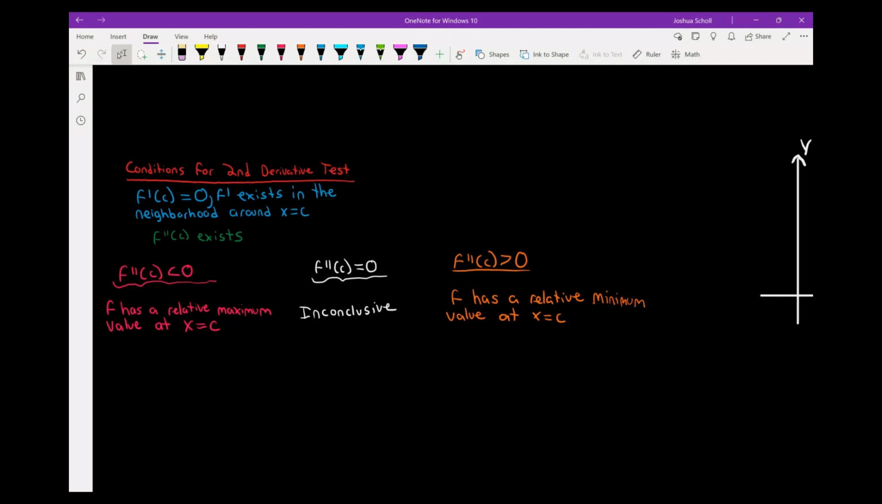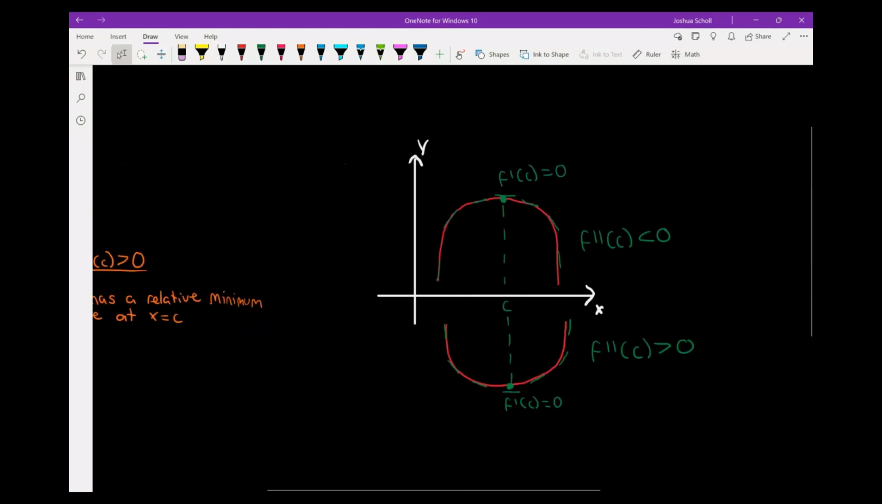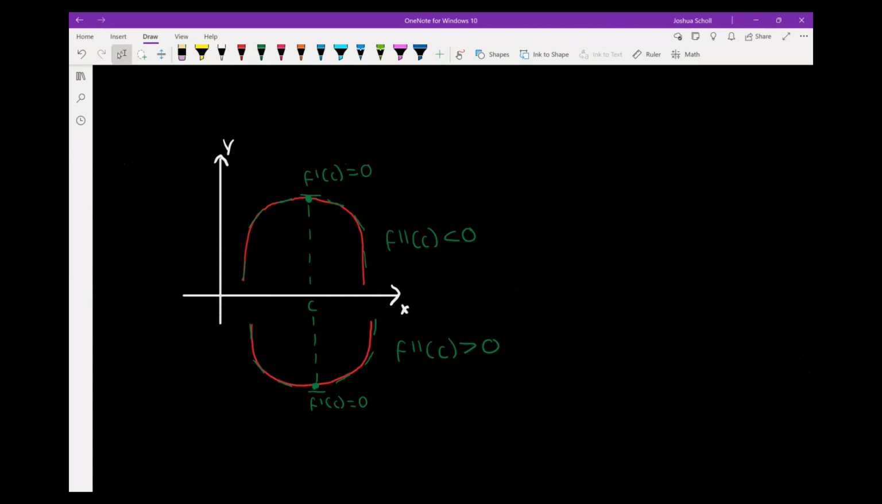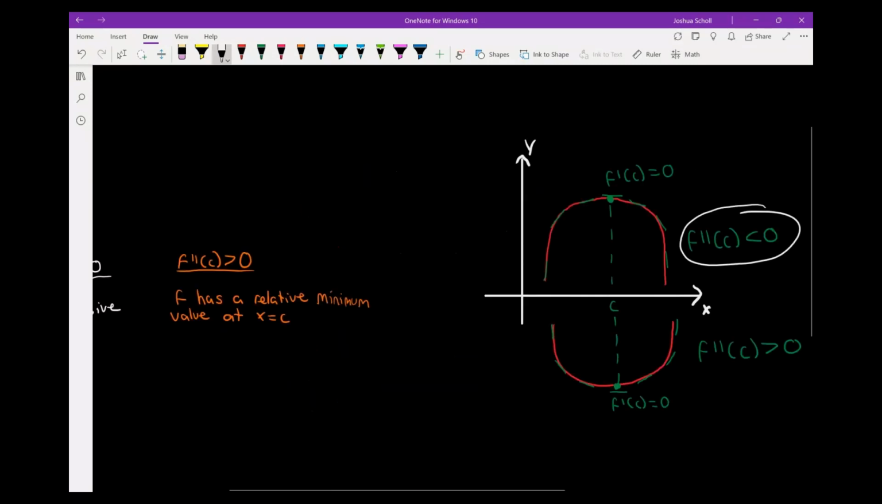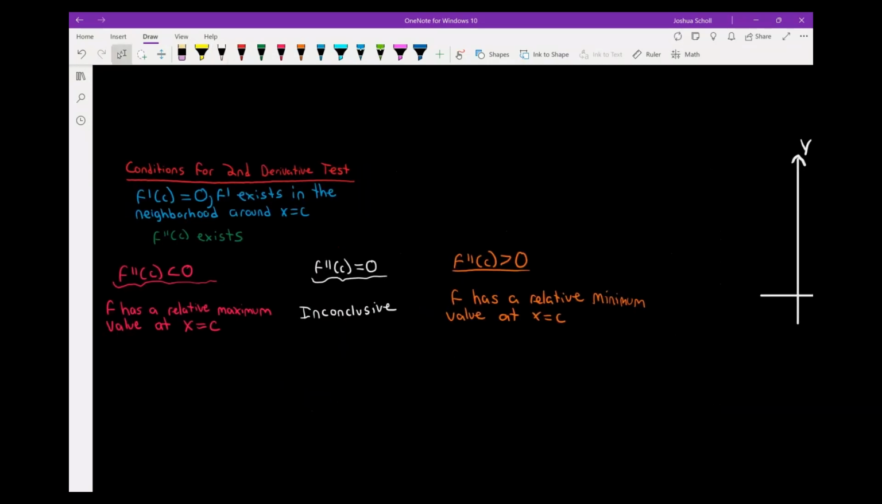If the second derivative is less than 0, this means that the function has a relative maximum value at x equals c. This was shown in this example. This leads to the conclusion that the function is concave down. In addition to this, if the second derivative is equal to 0, this means that the results are inconclusive. If the results are inconclusive, we do not know whether the function has a relative maximum, relative minimum, or neither.